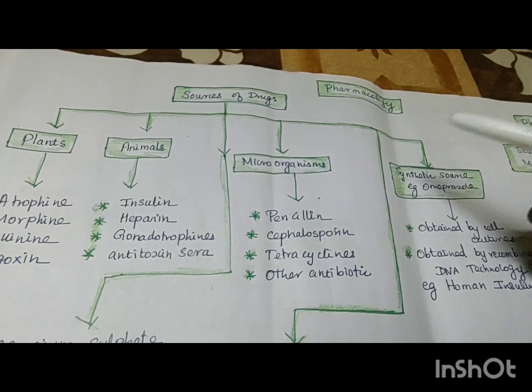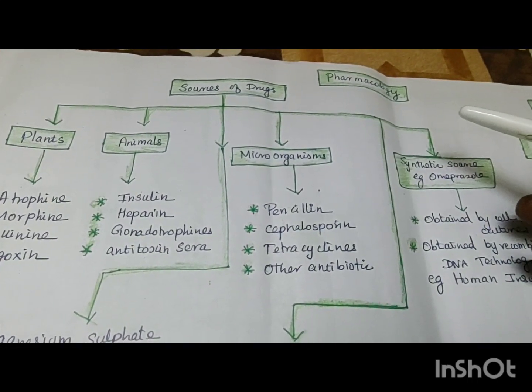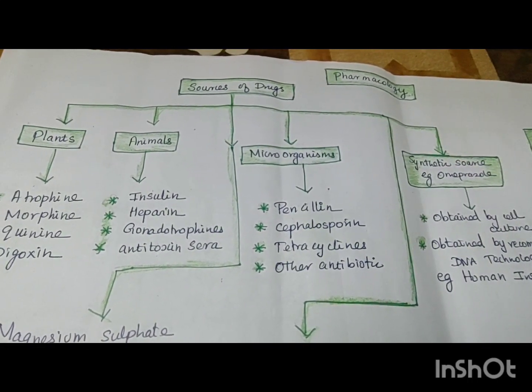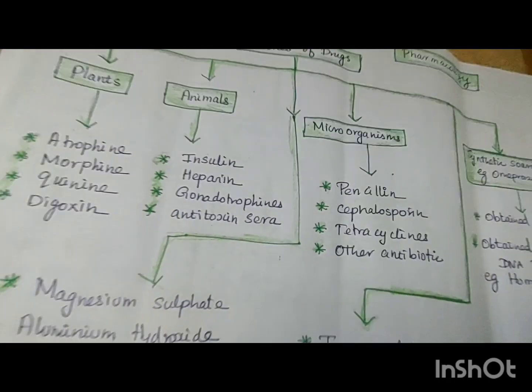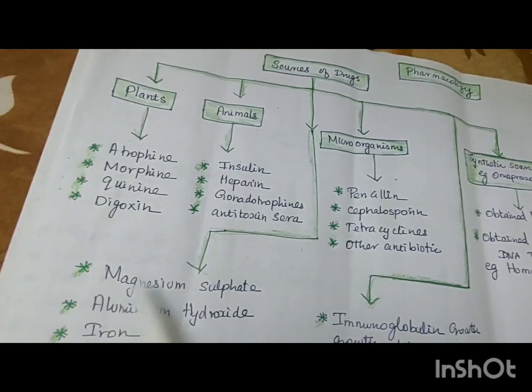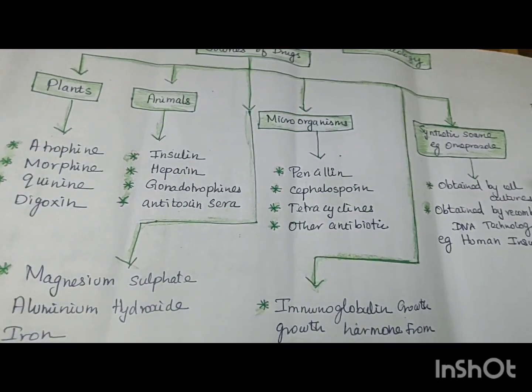As we have seen, pharmacology is the science which deals with the drugs and its interactions and actions. Where are these drugs coming from? What are all the sources of the drugs? The drugs are coming from the natural sources. What are all the natural sources? Plants, animals, microorganisms. Some of the drugs are in synthetic form.